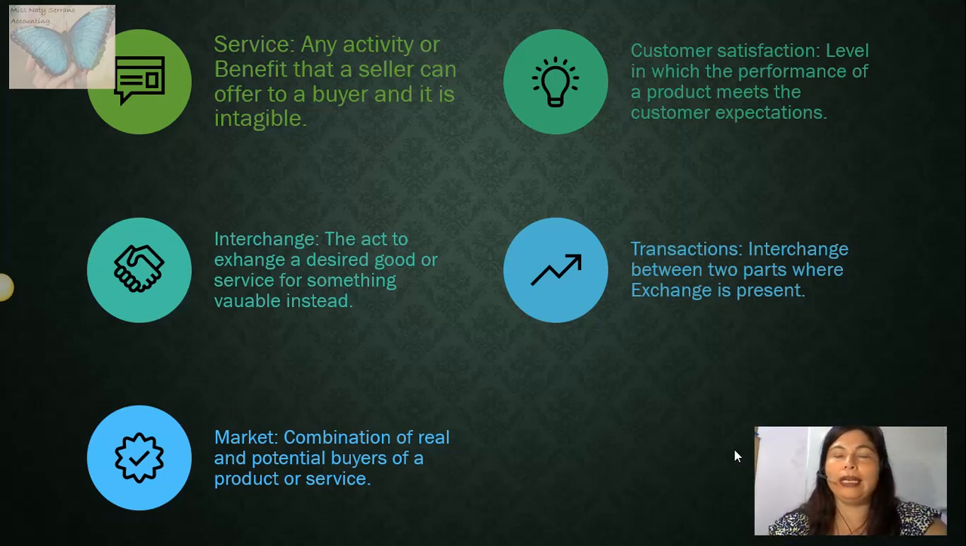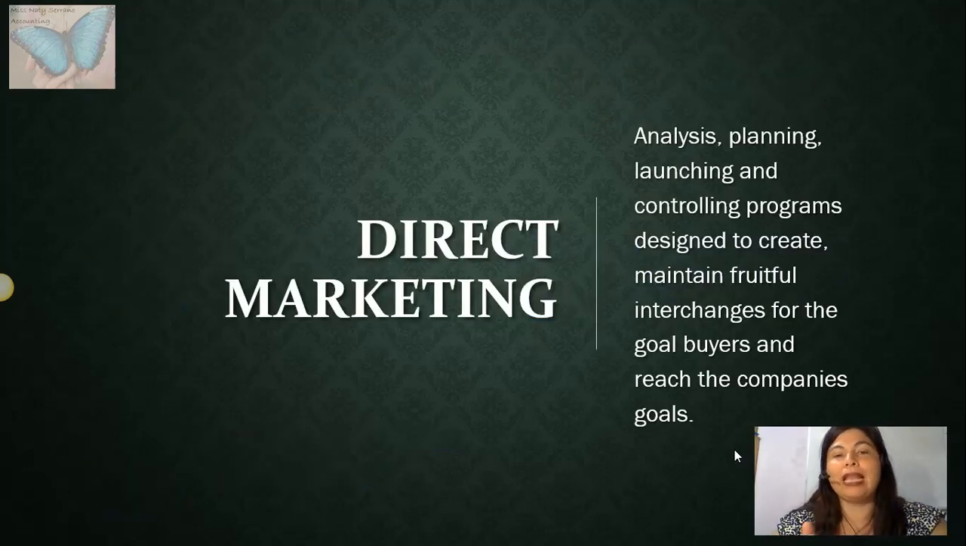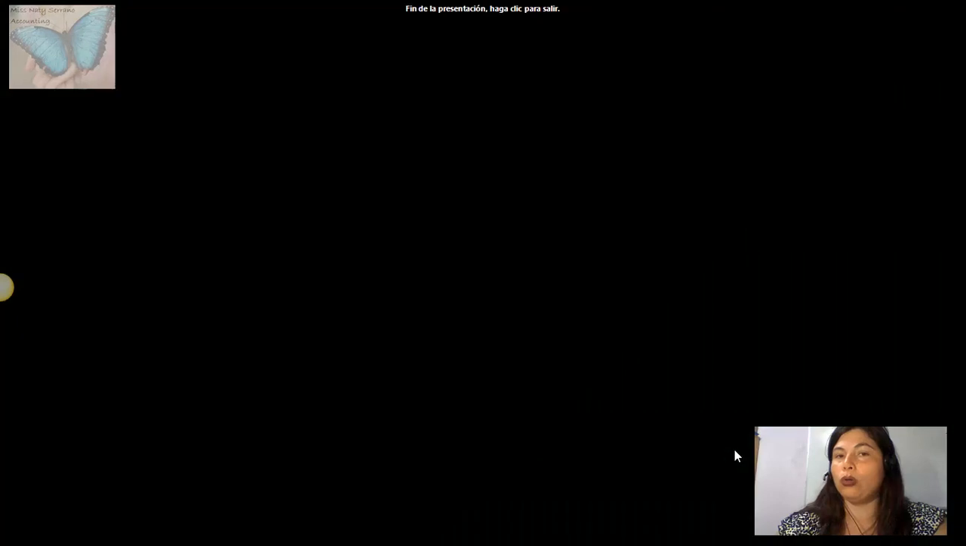That's super important, as I told you. Customers need to be satisfied with the product you are selling. Otherwise, not only you lose that customer, but whoever asks about the product he or she bought from you. Transactions is the interchange between two parts where exchange is present. Now let's go talk about direct marketing. It's the analysis, planning, launching, and controlling programs designed to create and maintain fruitful interchanges for the goal buyers and reach the company's goals as well.